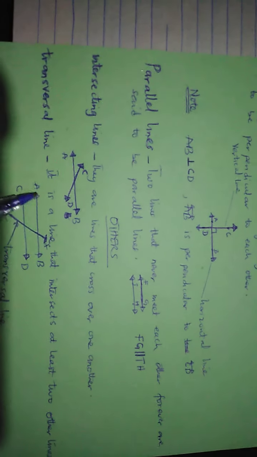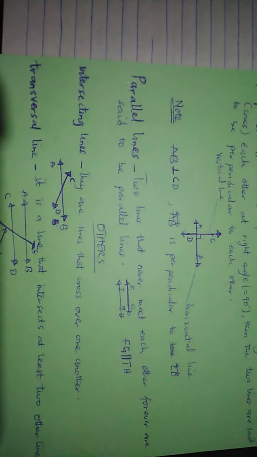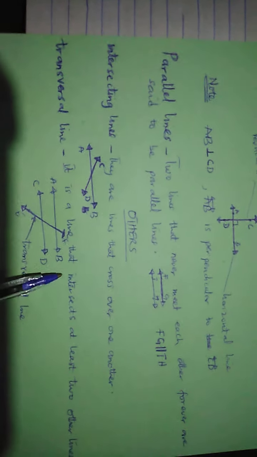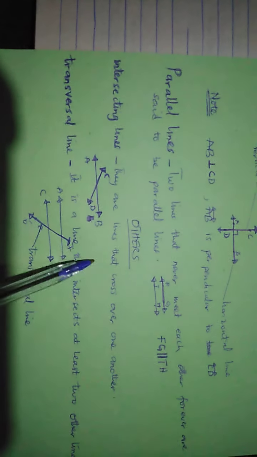We have a transversal line. A transversal line is a line that cuts through or crosses more than one line. So we have line AB, we have line CD. The transversal line is the line EF. You see that it has crossed the two lines. It has intersected the two lines AB and CD.